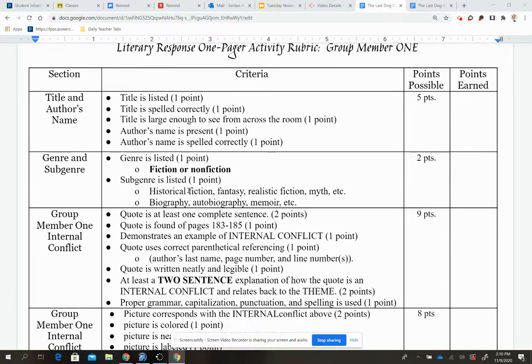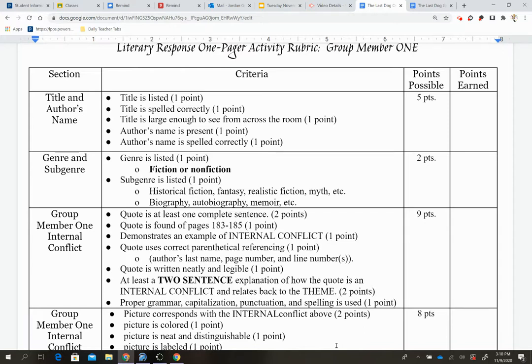Then we have group member 1, internal conflict. Group members 1, 2, 3, and 4 all have the same requirements for your internal and external conflicts. The only difference is the page numbers. So if you're one of my C students, you can choose the part of the story that you feel was easiest for you to find an example of an internal and external conflict.